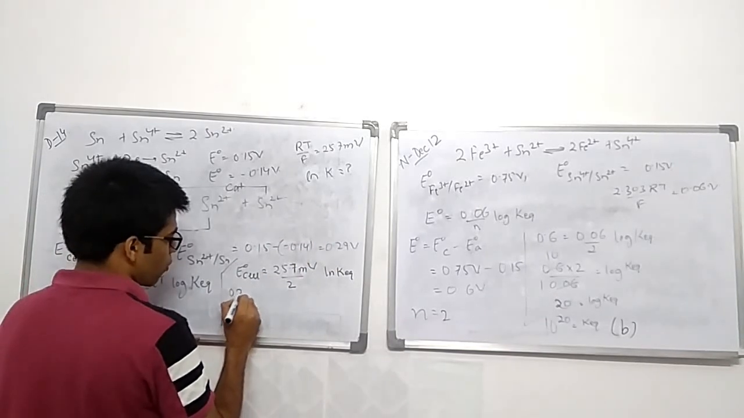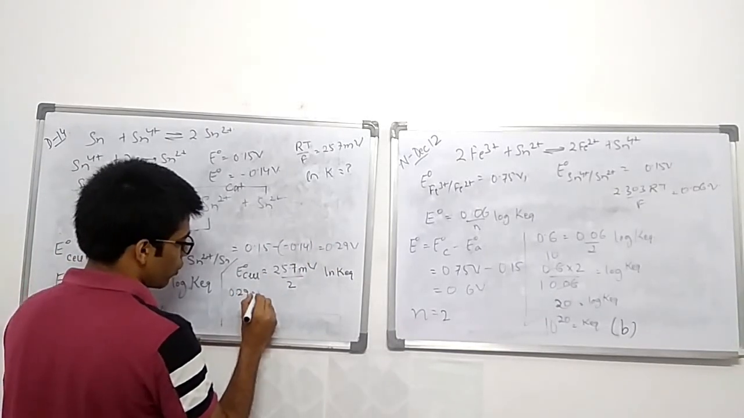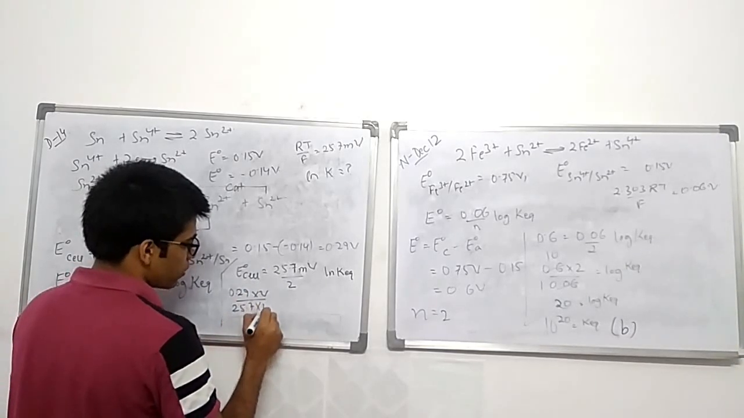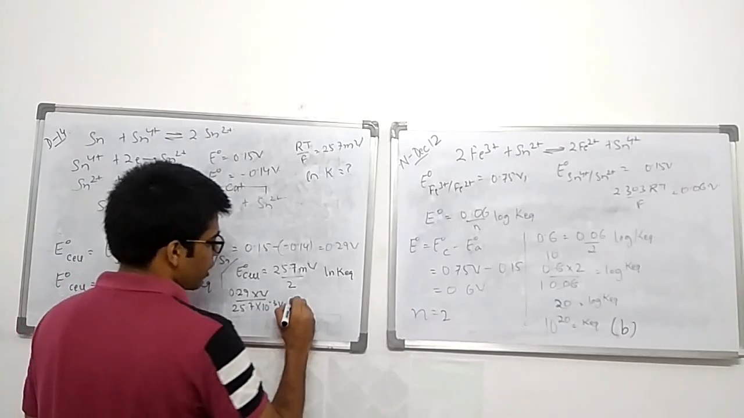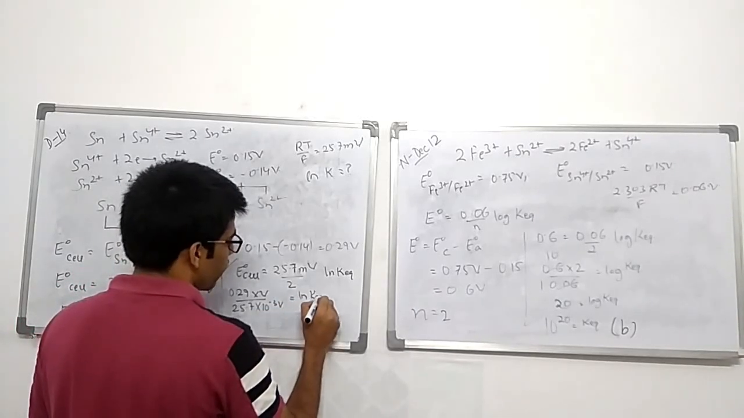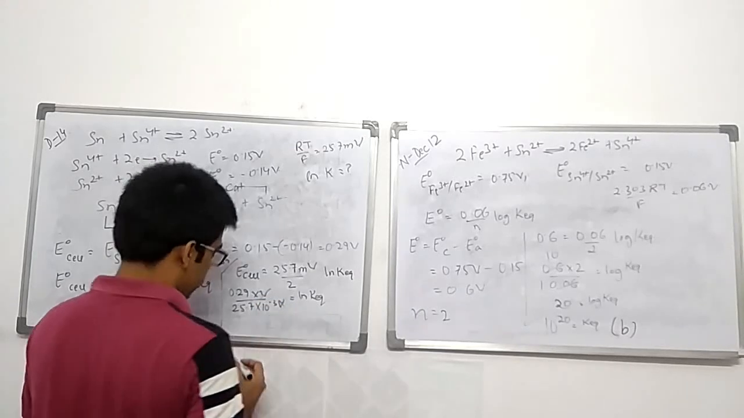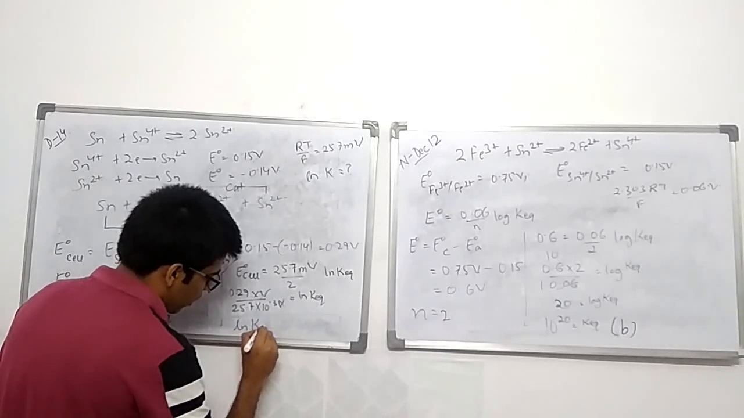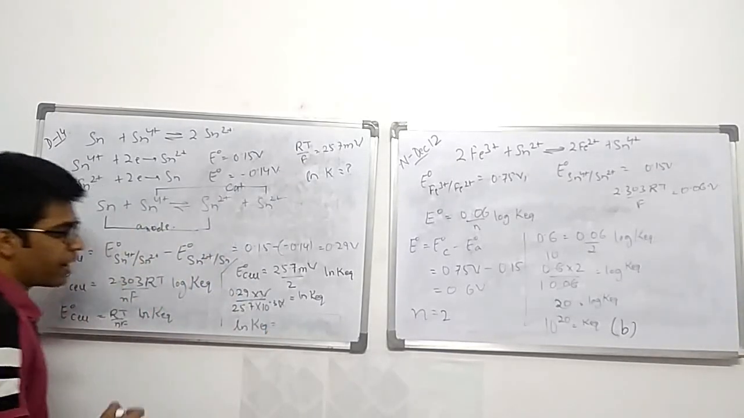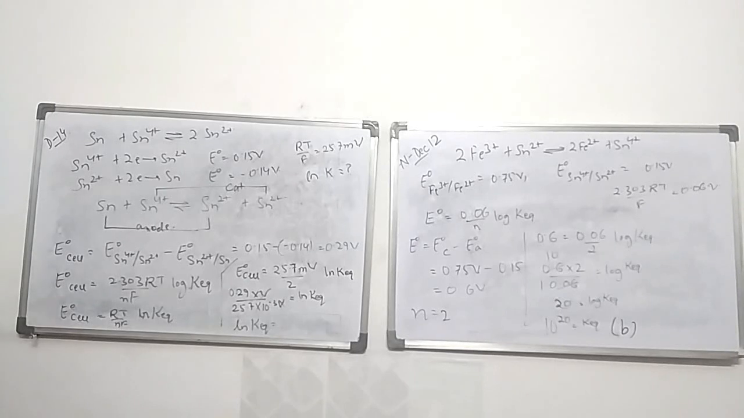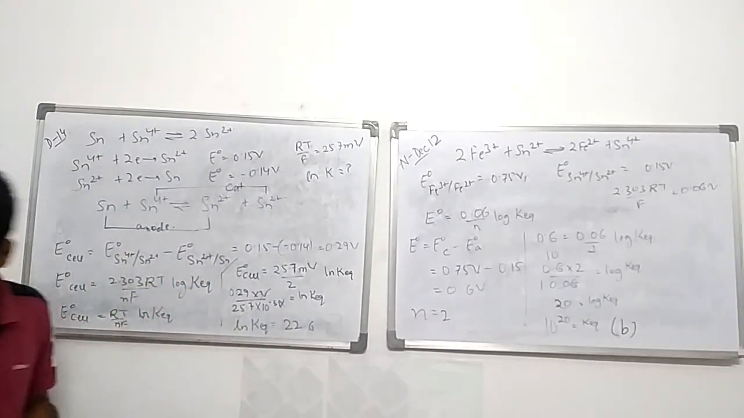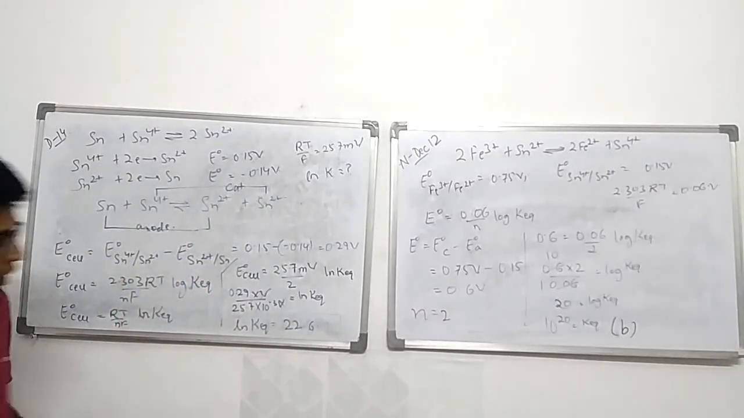So I get 0.29, I get 2 here. I have 25.7 millivolt, that means 10 power minus 3 volts, is equal to ln K equilibrium. So volt and volt get cancelled. I am left with ln K equilibrium is equal to 0.29 by 25.7 into 10 power minus 3. That would give me something like 22.6, which is my option number A.